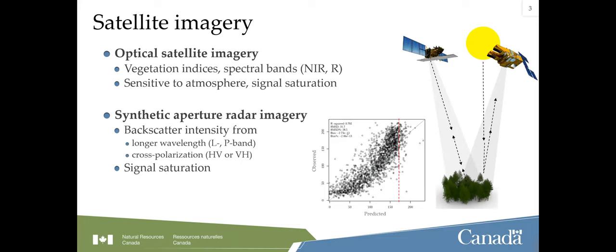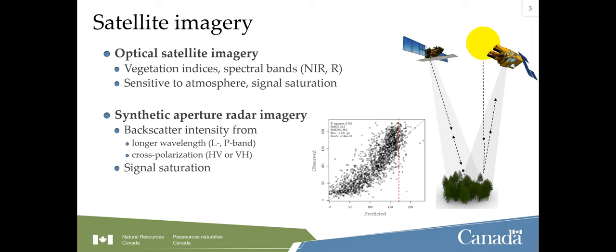Surface reflectances that are correlated to biomass tend to saturate when biomass reaches larger quantities. So we're only really getting more accurate estimates in these lower values here. And you can see by the scatter plot here that the higher values are not being well predicted. They're being underestimated. That's the saturation effect that I'm referring to. Also, being passive, these optical sensors are going to need cloud-free and haze-free days to collect good data.